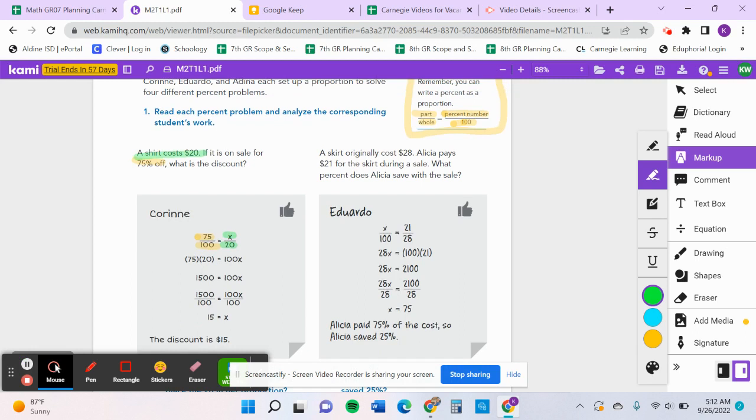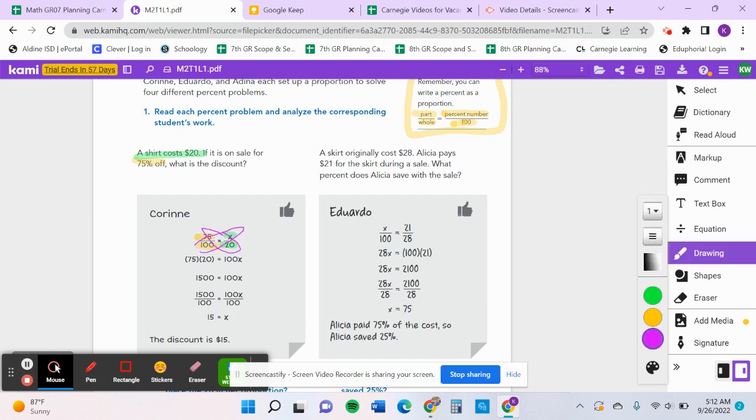Then she solved using cross multiplication and set up her equation. 75 times 20 is equal to 100 times X. And when she solved for X, she found that X is equal to $15. And $15, again, that X, think about it, represented 75% of that $20. So that is how much she's going to get off of her original price.